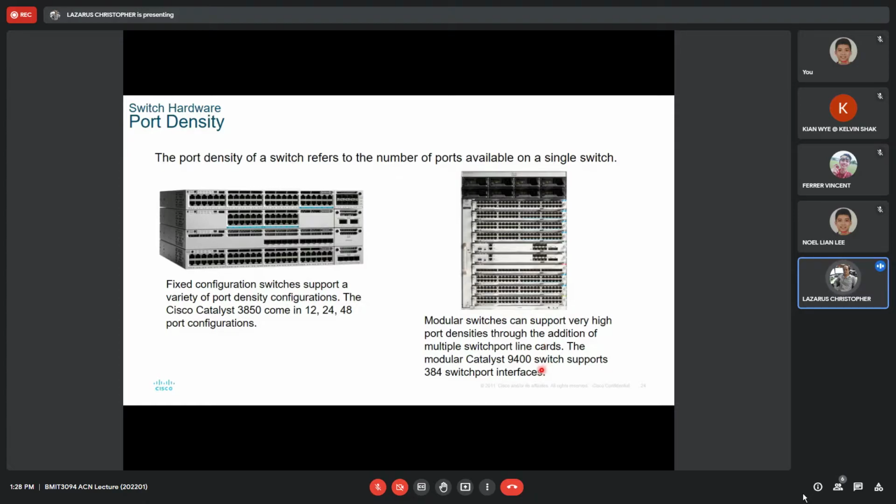So the Catalyst 9400 switch supports up to 384 switch port interfaces, right? So you can see that perhaps they are empty at first. Then you purchase a line card and you place it in, right? And you purchase more and more to cater for your network growth.